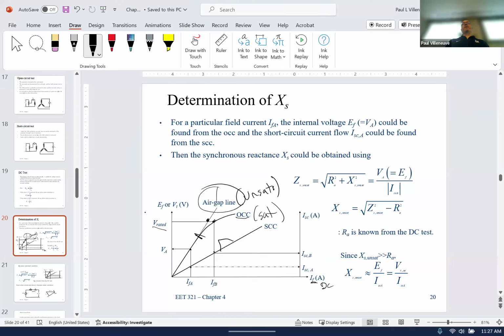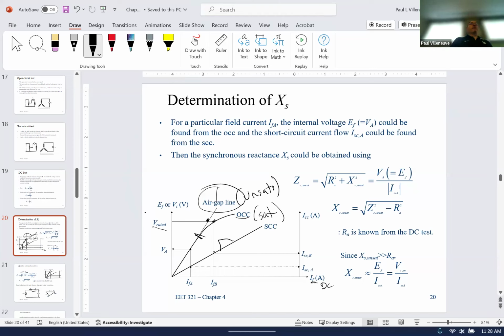If you remember the Northfield Mountain homework where we looked at that, Northfield Mountain told us any point along that unsaturated characteristic or the air gap line would have given you X unsaturated. You could have calculated that. If you remember from the homework, I just showed you those points on the open circuit characteristic, because many times you don't know what the air gap line is.